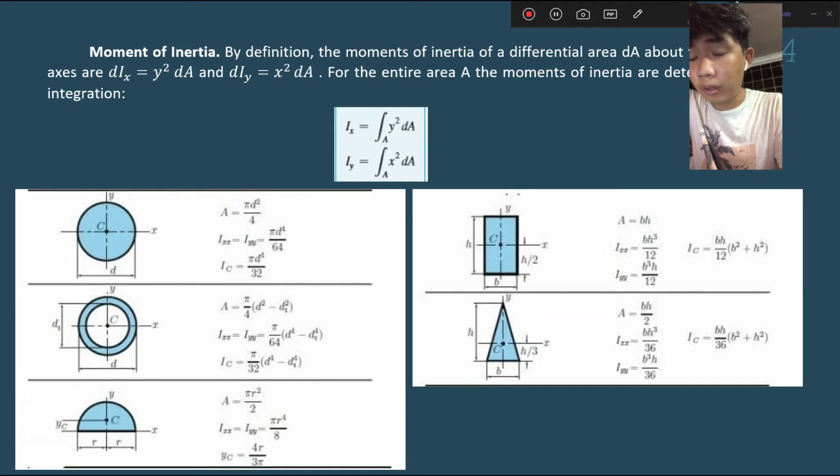As you can see below, these are various shapes and the formulas derived using the concept above. As you can see, the circle, the rectangle, and the half circle all have different formulas for the moment of inertia.